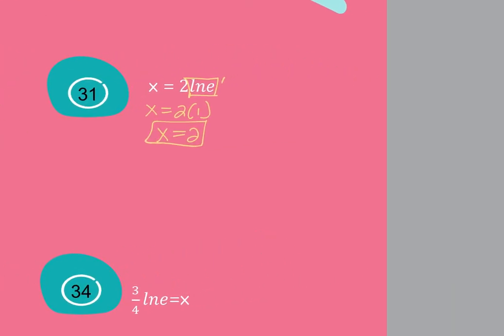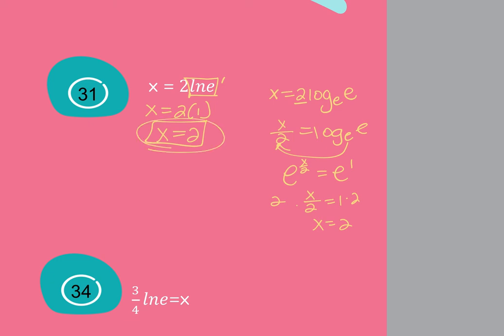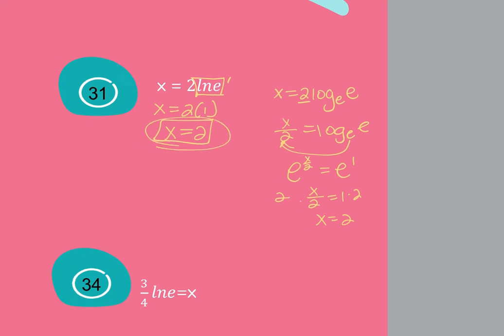If you don't know that shortcut, then rewrite it 2 log base e of e. The e actually comes over, well, you have to divide by 2 first. And then e comes over and picks up the exponent. And x over 2 would equal 1, multiply by 2, and x would be 2. So if you can catch the ln of e and cancel it, giving you the exponent, it's going to be much easier.